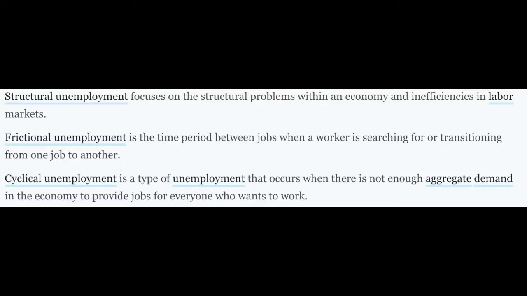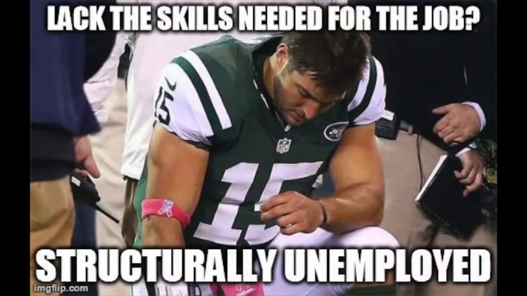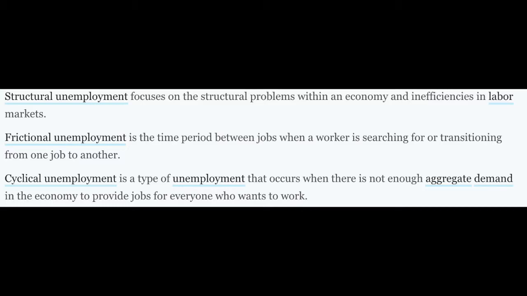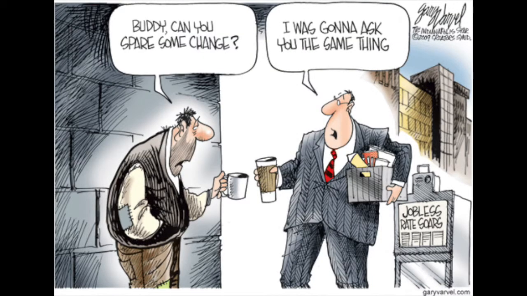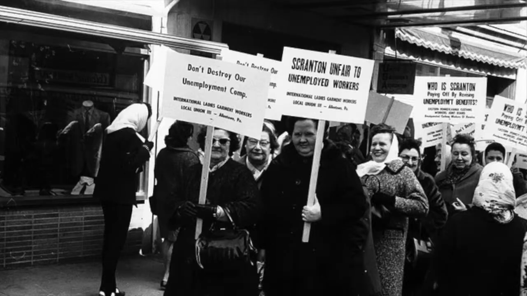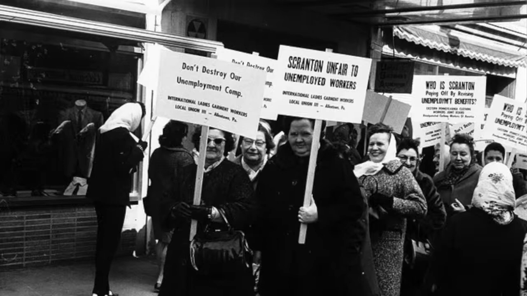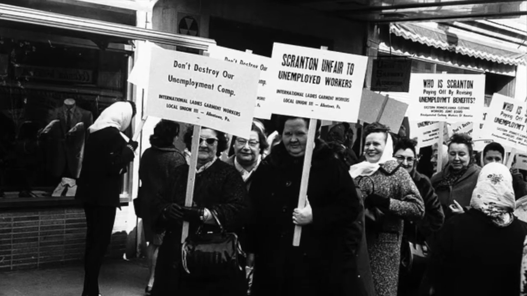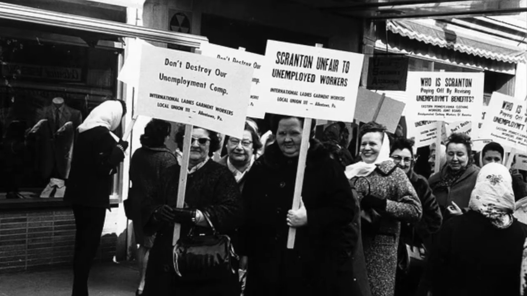Another macroeconomic measurement is unemployment, and it comes in three different types. One type of unemployment is structural unemployment. This focuses on the structural problems within an economy and inefficiencies in labor markets. Frictional unemployment is the time period between jobs when a worker is searching for or transitioning from one job to another. The last type of unemployment is cyclical unemployment. This is a type of unemployment that occurs when there is not enough aggregate demand in the economy to provide jobs for everyone who wants to work.